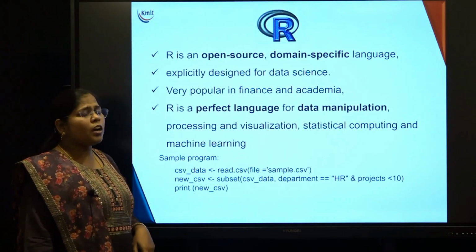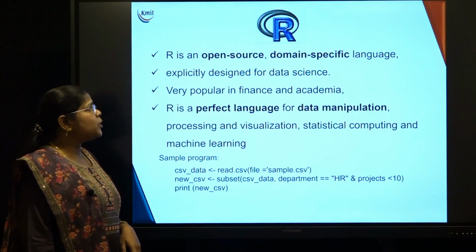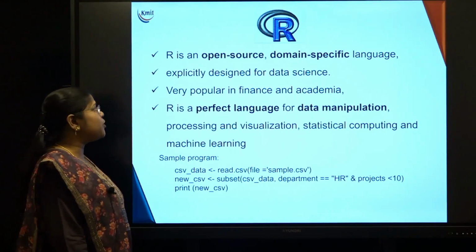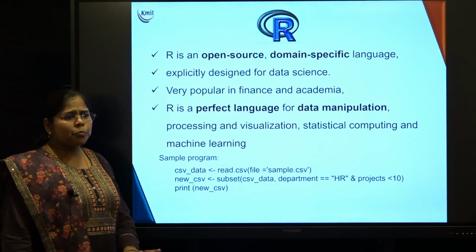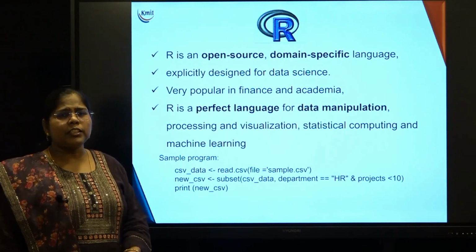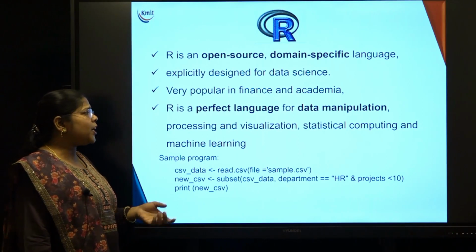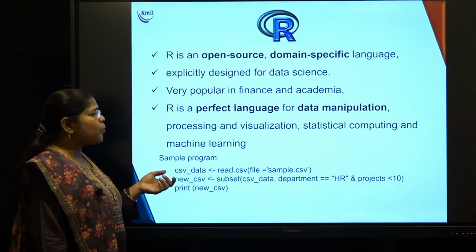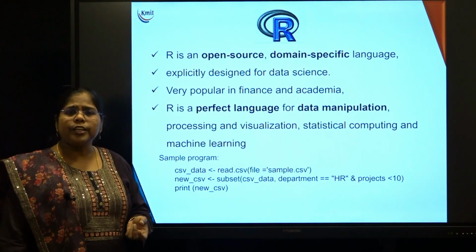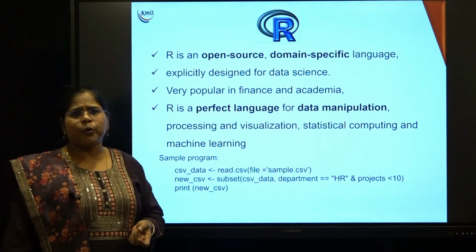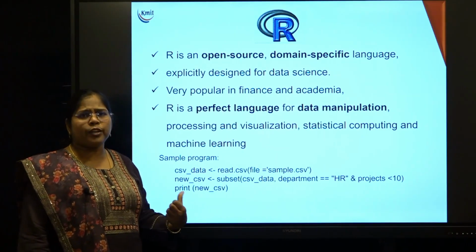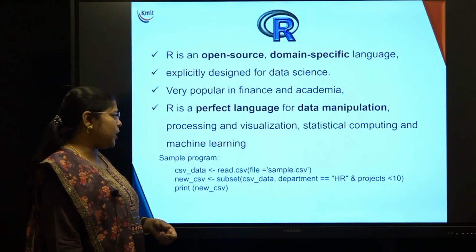Next, coming to R. R is open source and it is a domain specific language. It is explicitly designed for data science. It is used for data exploration, data manipulation, data processing, and also it does statistical computing, and it is used for machine learning applications.